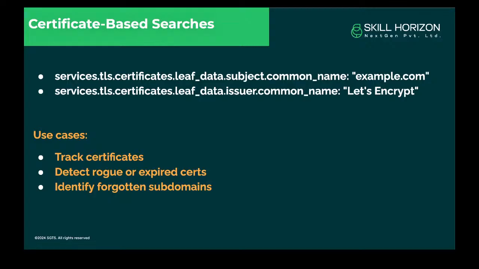This is the certificate based search. If you want to search by certificate, then you can use this query services.tls.certificates.leaf_data.subject.common_name. You are seeing here that the queries are a little complex, but in Shodan there is no such thing. Shodan has very easy queries, but in Censys the queries are very complex, though Censys has more data compared to Shodan.